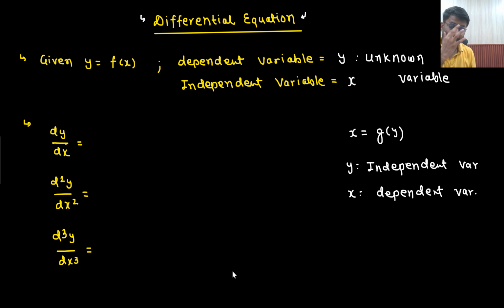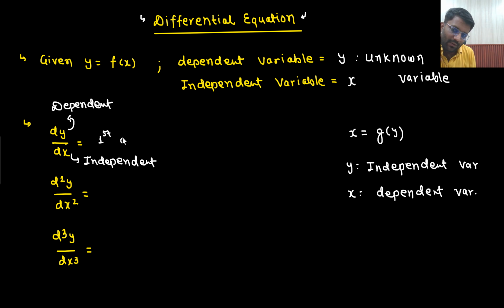Now what is the meaning of dy by dx? How do you say dy by dx? Whichever is written on the upper side, that is your dependent variable. And whichever is written on the downward side, that is your independent variable. So you will remember this: in dy by dx, y is dependent, x is independent. What is the name of dy by dx? It is your first order derivative, the first order derivative of y with respect to x.